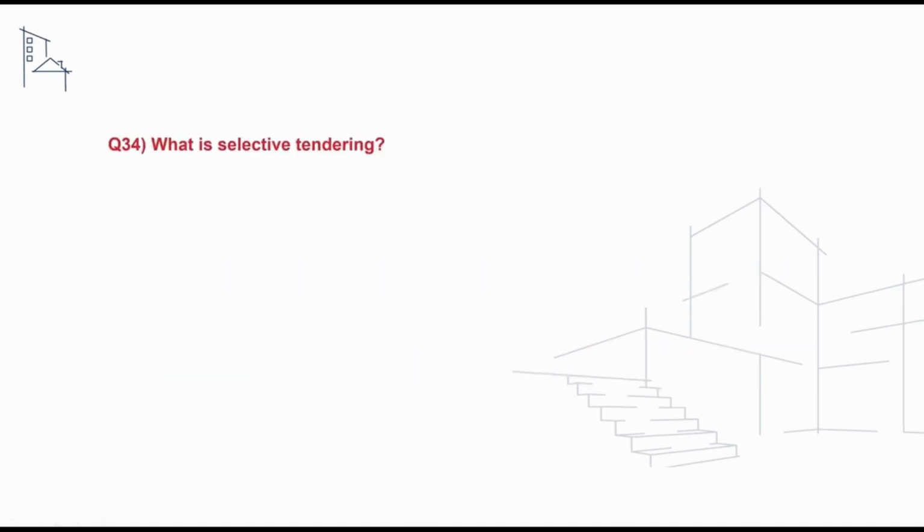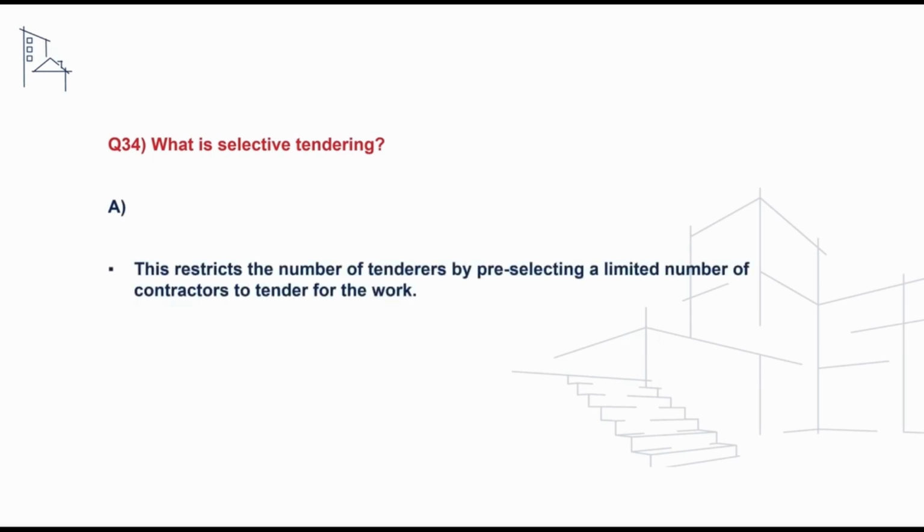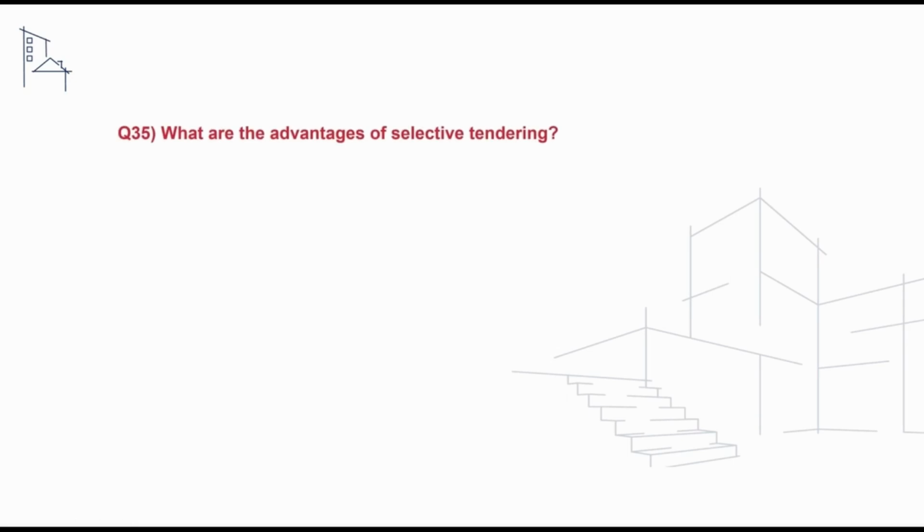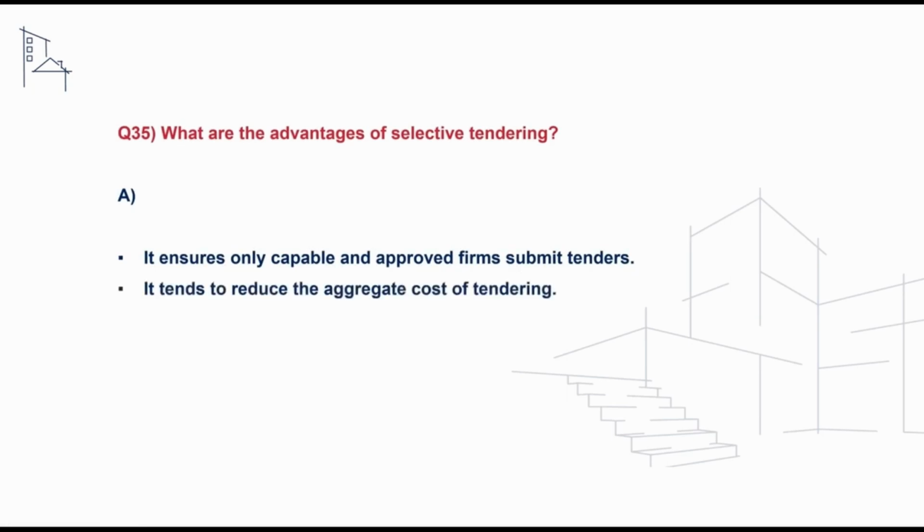A follow-on question we may receive is what is selective tendering? And to address this, we can say that selective tendering restricts the number of tenderers by pre-selecting a limited number of contractors to tender for the work. The next question we'll take a look at is what are the advantages of selective tendering? And to address this, we can say that it ensures only capable and approved firms submit tenders. It tends to reduce the aggregate cost of tendering as there are fewer tenders to consider. It also reduces the risk of receiving tenders from unsuitable contractors.